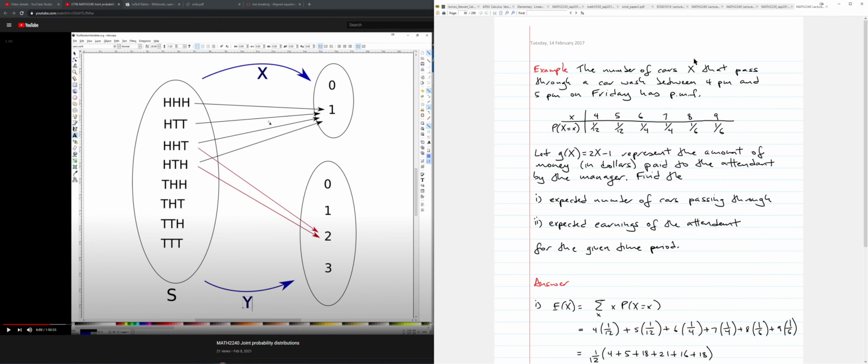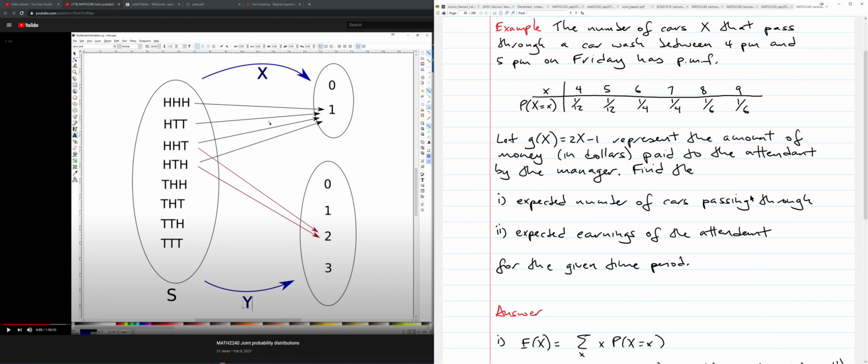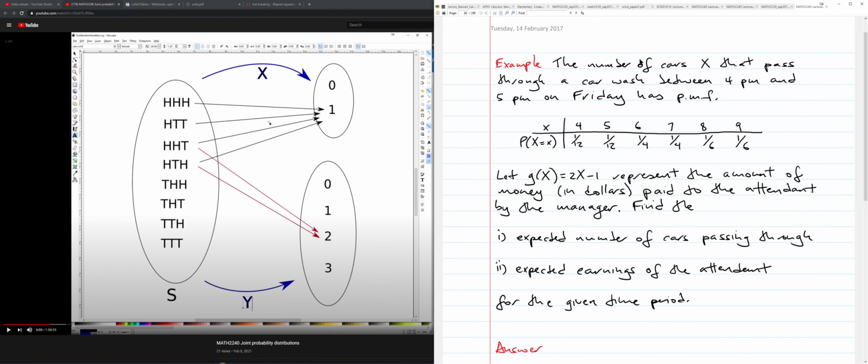Okay, so if we look at this example here, we have the number of cars as a random variable x, and we just saw this example. The number of cars x is the number of cars passing through the car wash at a certain time interval on Friday. This random variable is a discrete random variable with a PMF over here. So this is random variable x. This question had two parts.